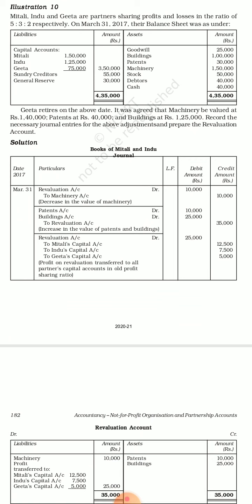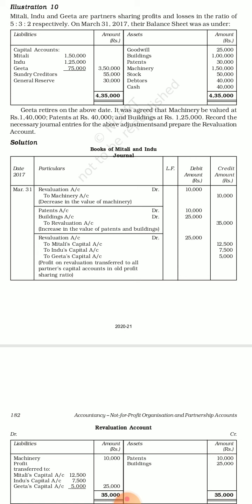Mithali, Indu and Geeta are partners sharing profits and losses in the ratio of 5 is to 3 is to 2. On March 31st, 2017, their balance sheet was given. Liabilities coming to 4,35,000. Capital is given. Creditors given.